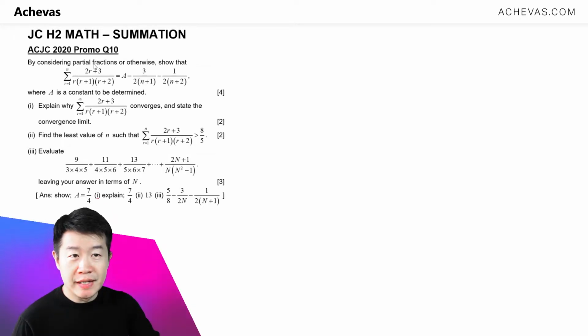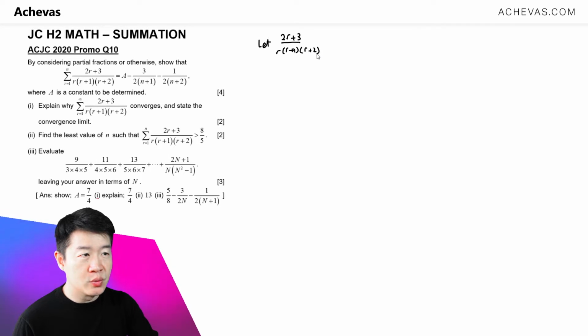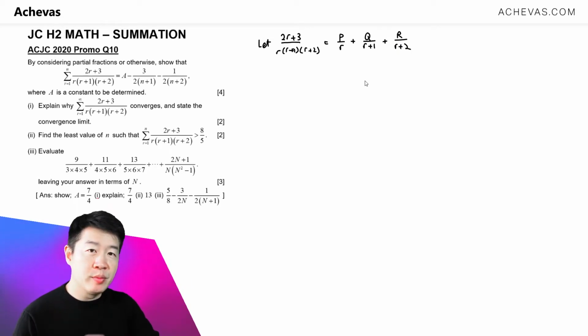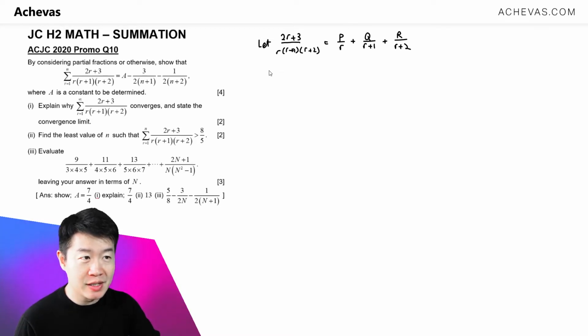We're going to first convert this into its partial fraction. So we will let this 2r plus 3 over (r plus 1)(r plus 2) be equal to p over r plus q over r plus 1 plus r over r plus 2. And I'm going to make use of the cover-up rule to find p, q, r. I think that is the fastest possible.